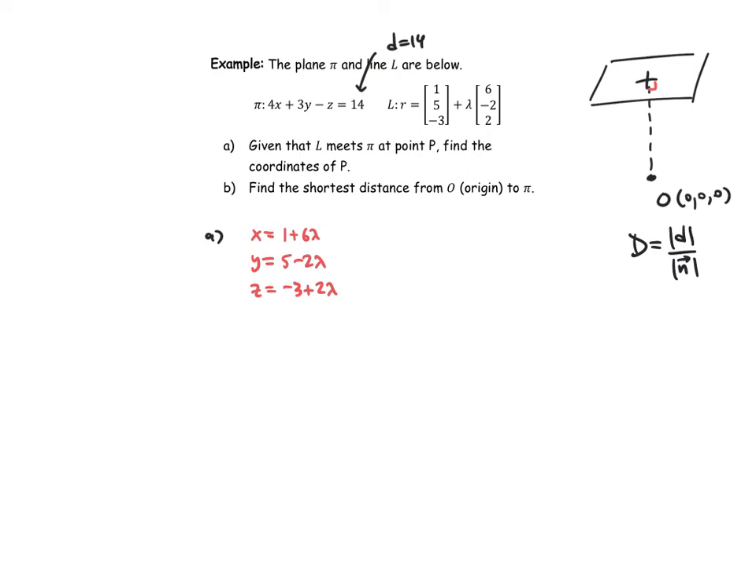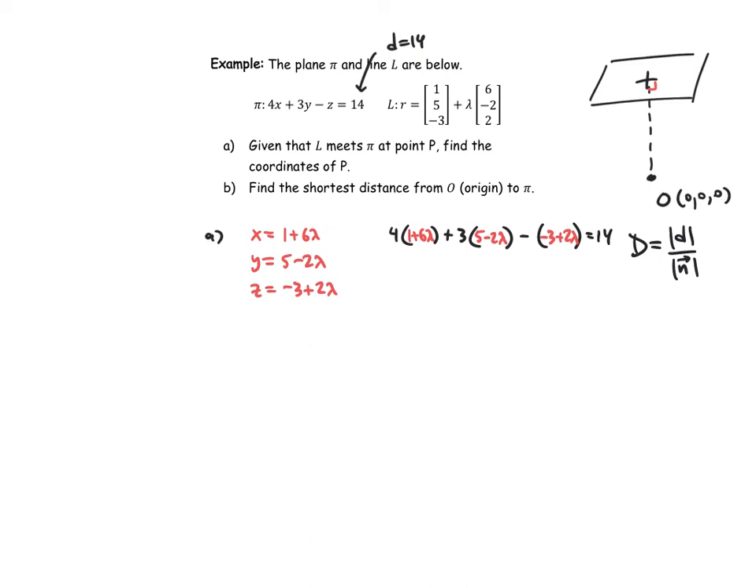Okay, what I want to do is find the parameter lambda such that L meets pi. So what I'm going to do is, in pi, which is 4 times x plus 3 times y minus z is equal to 14, plug in x, y, and z in terms of lambda. Okay, so I'll have the following expression. What that's going to allow me is the lambda value such that the line intersects the plane, which is exactly what I want. I'm looking for P, right? So this will be the lambda that lines up with P.